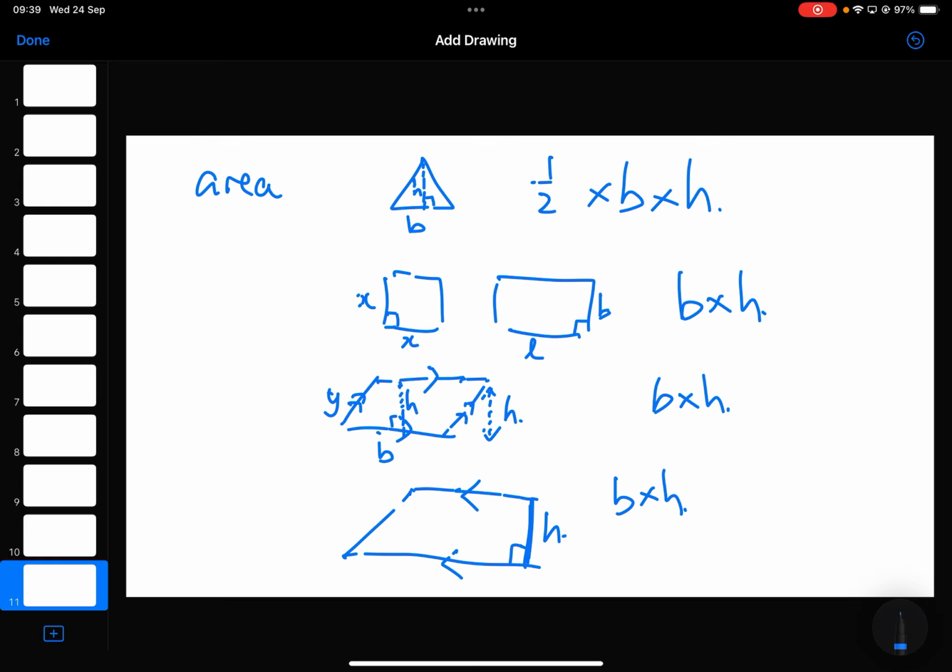So if I still want a base, I need to take the average of the two different lengths. Then add them together, divide by 2. Then when I multiply by the height, I can find the area. So it is all base times height actually.